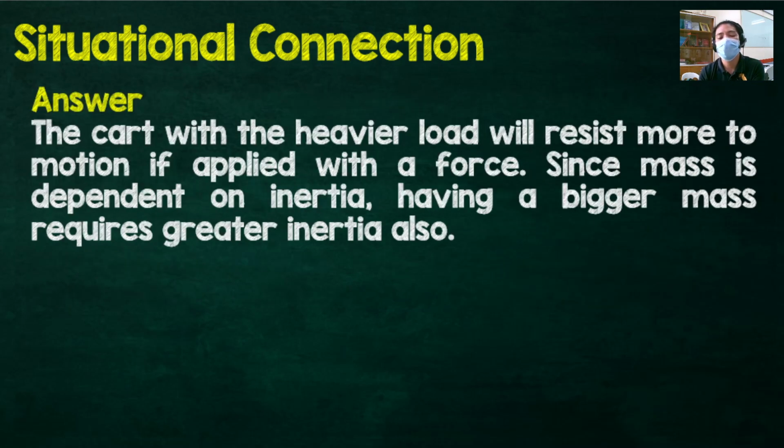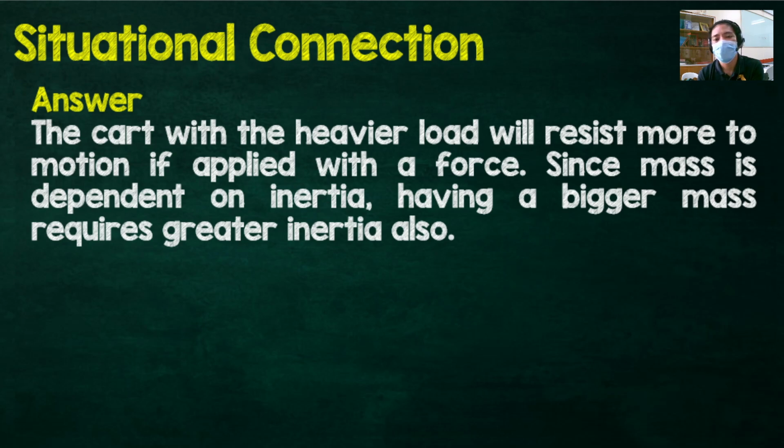And the answer is, the cart with the heavier load will resist motion more if applied with two identical forces. Since mass is dependent on inertia, having a bigger mass requires greater inertia also. You wonder why these big or massive objects are so difficult to move compared to the small or less massive ones.